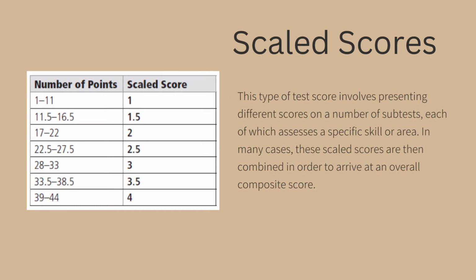Okay? So, next are the scaled scores. This type of test score involves presenting different scores on a number of subtests, each of which assesses a specific skill or area. In many cases, these scaled scores are then combined in order to arrive at an overall composite score. A scaled score is a representation of the total number of correct answers, also known as raw scores, that a candidate has provided, converted onto a consistent and standardized scale. Scaled scores indicate the same level of performance, regardless of which form a candidate has received.